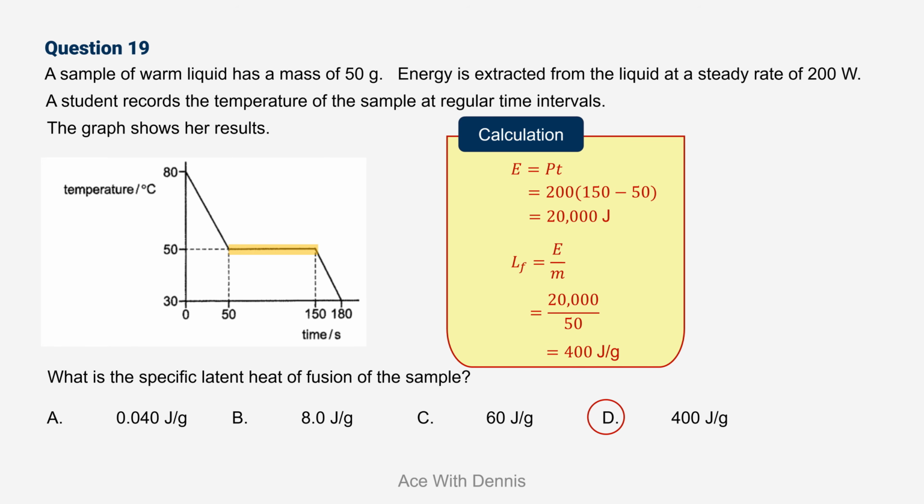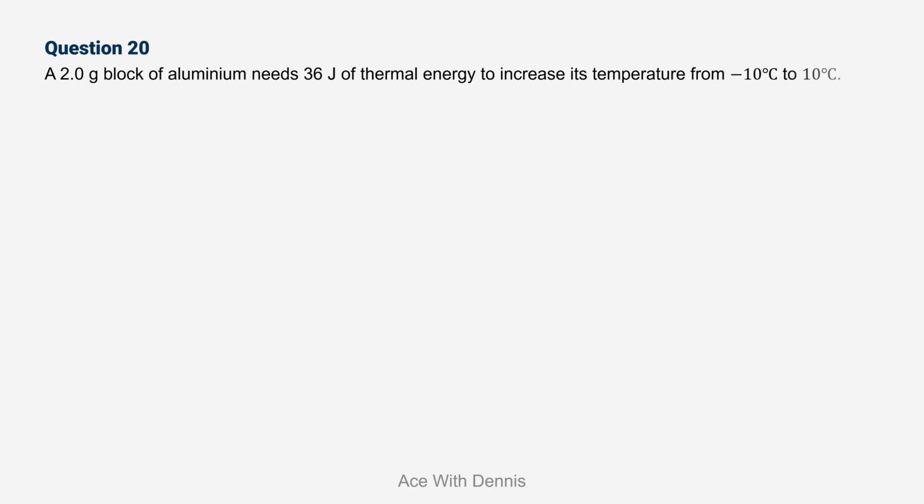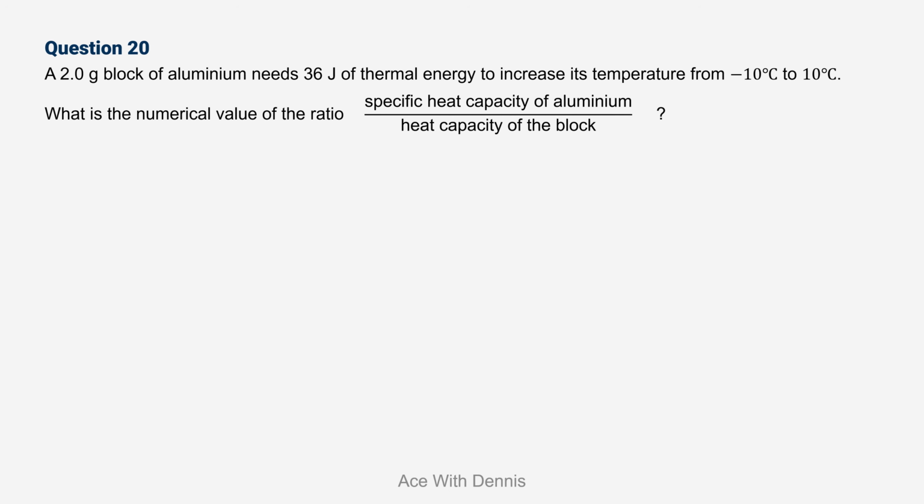Question 20. A 2.0 gram block of aluminium needs 36 joules of thermal energy to increase its temperature from -10 degrees Celsius to 10 degrees Celsius. What is the numerical value of the ratio of the specific heat capacity of aluminium over the heat capacity of the block? Is the answer A 1 over 30, or B 1 over 10, C 1 over 2, or D 2 over 1?